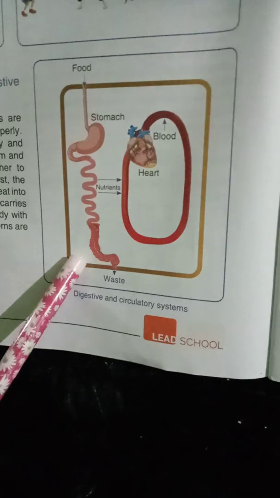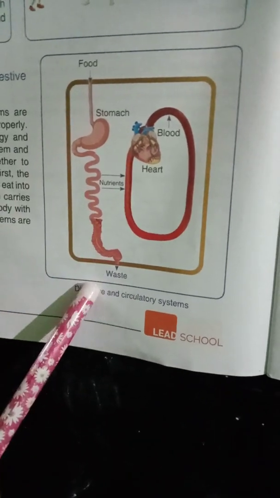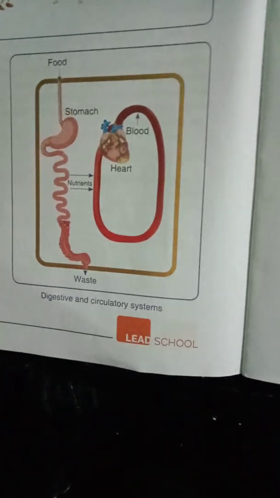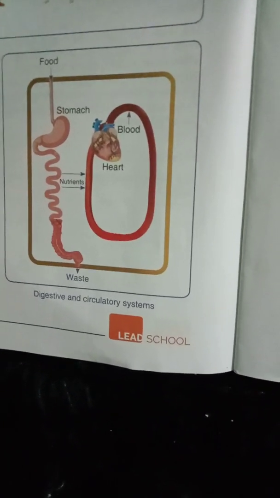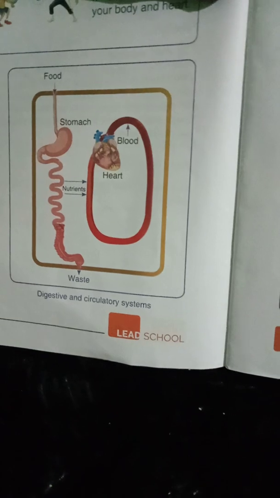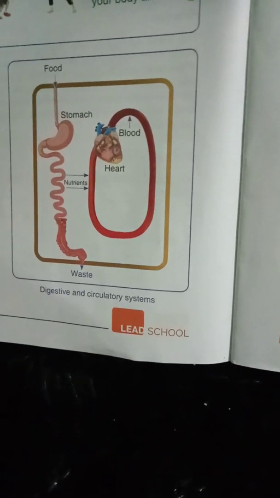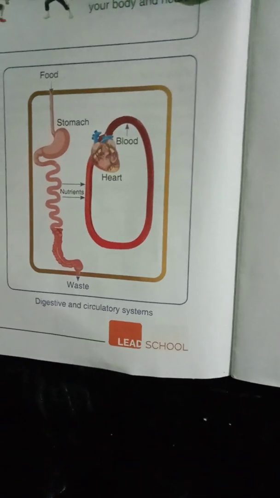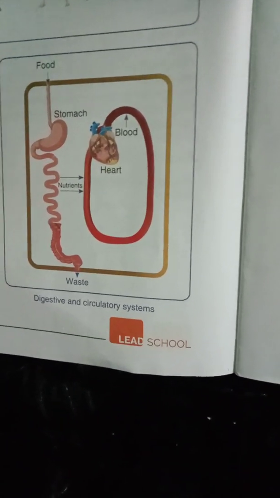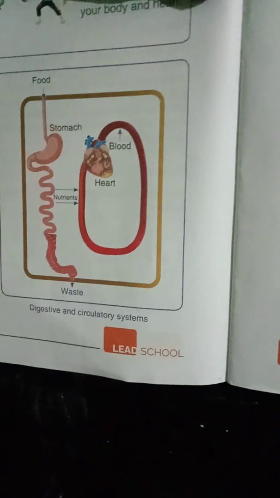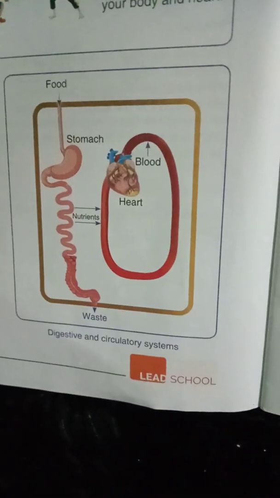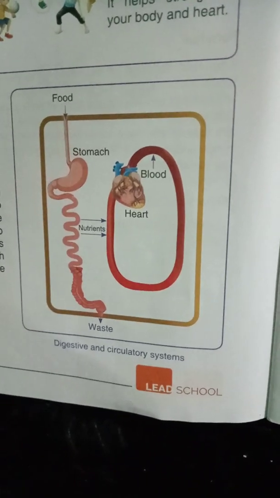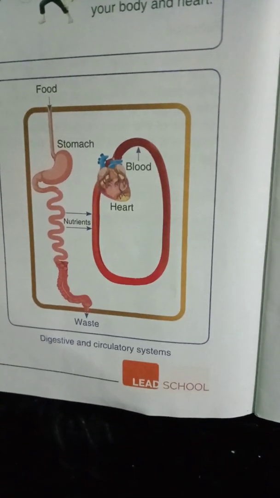So children, this one is the digestive system and this is the circulatory system. We already know the functions of the circulatory system. The digestive system extracts nutrition from the food that we eat. And the function of the circulatory system is to carry oxygen and nutrition through blood to our entire body.